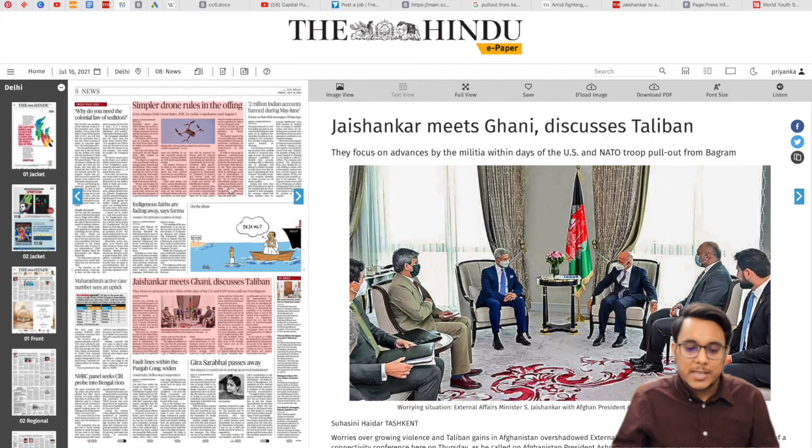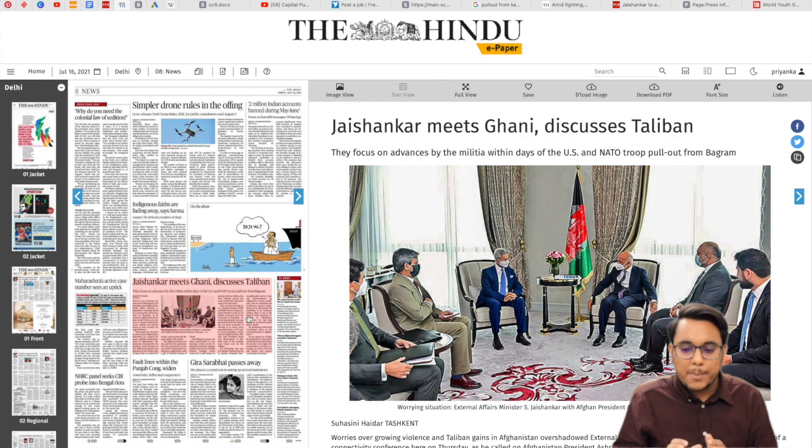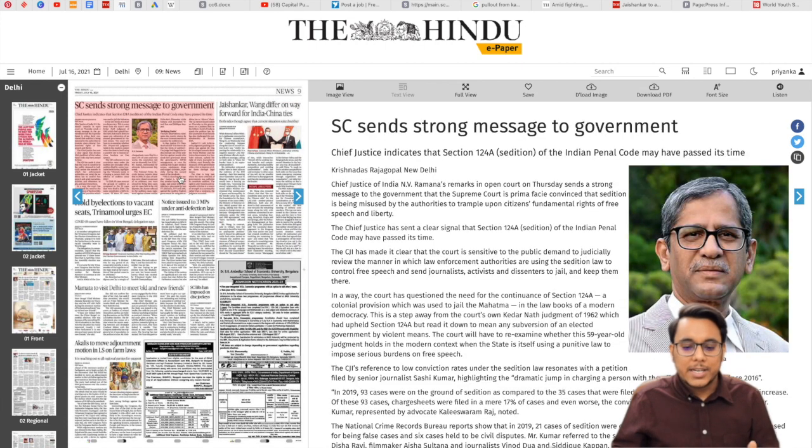Then coming to the next page guys, here also the drone rules have been given. Then guys, here below we can see that the meet has happened between India and Afghanistan on the Taliban issue. We will see what has come here. Then guys, apart from this, nothing much important is there. Then guys, here we can see that again the sedition issue is coming up.